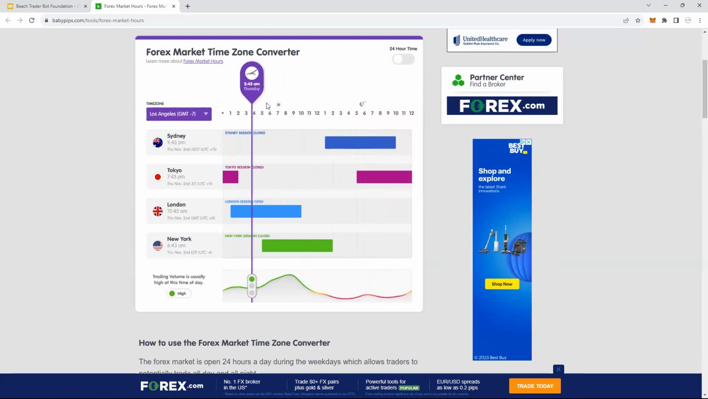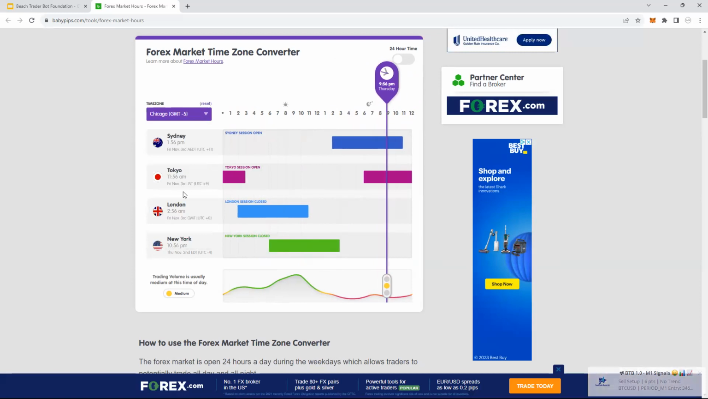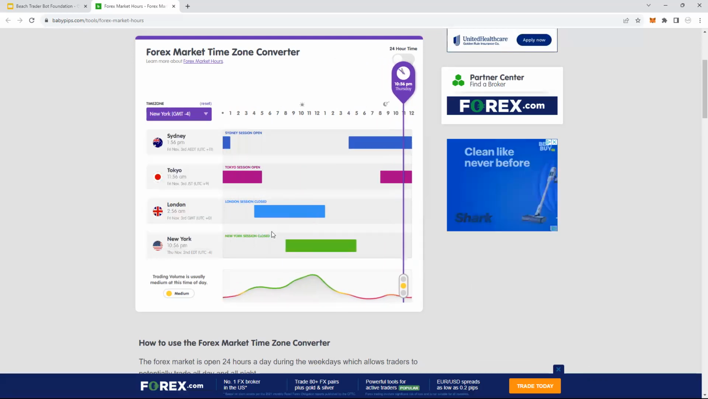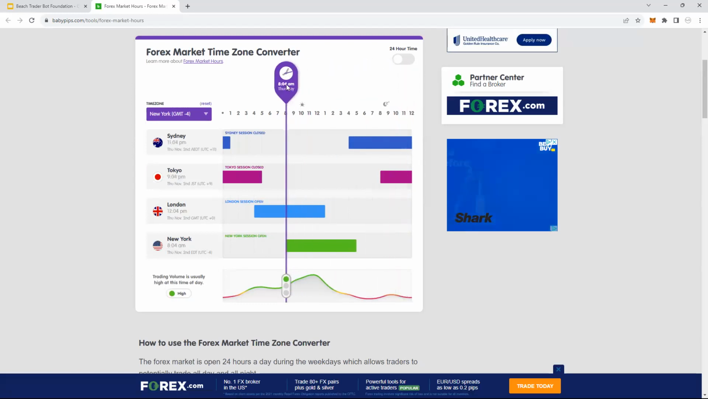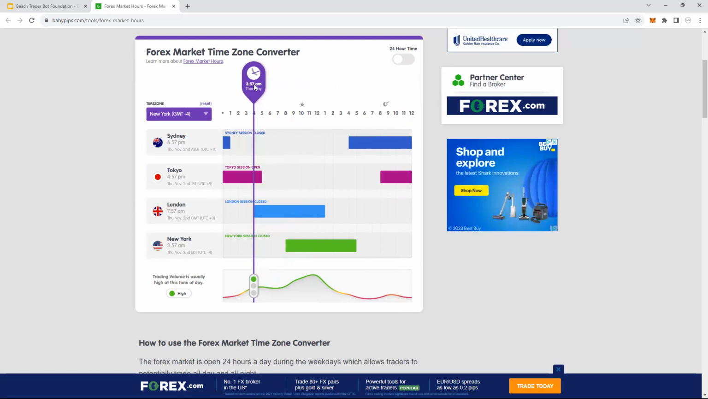So look at this, and you can change the time zone right here. This is Los Angeles. We're on the West Coast. Well, I could change it to Chicago, right? If I want to look at that time, or I could change it to New York time and find out the best time. New York time, the best time is 8 a.m. London time is 4 a.m. for East Coast time, and Tokyo time is 8 p.m. So Sydney time, I don't really worry about. It's basically trash.